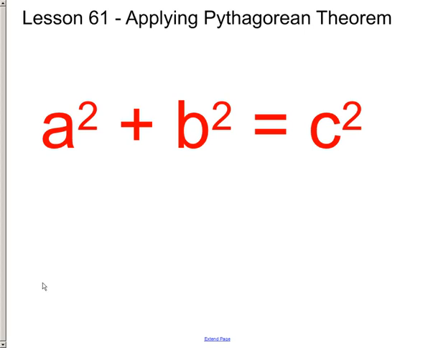We need to take a look at how to use the Pythagorean theorem. We've learned this neat little trick that when you have a right triangle and it has two sides given to you, you can use this Pythagorean theorem, this relationship, to find the missing third side.